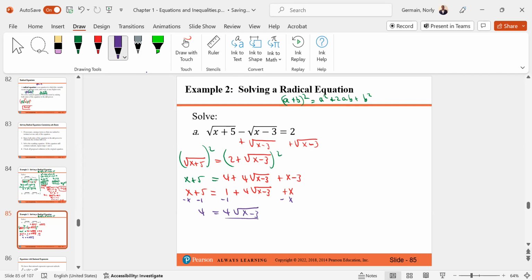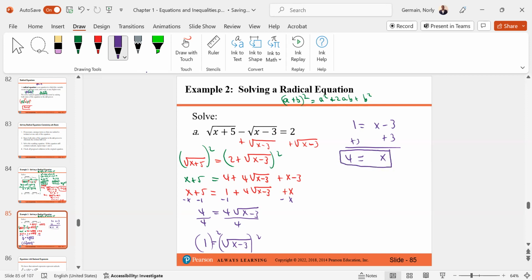We can even divide both sides by 4, and we have 1 equal square root of x minus 3. When you raise both sides to power 2, it gives you 1 equal x minus 3. If you add 3 to both sides, you have x equal 4. Now, is x really equal to 4? We need to verify.